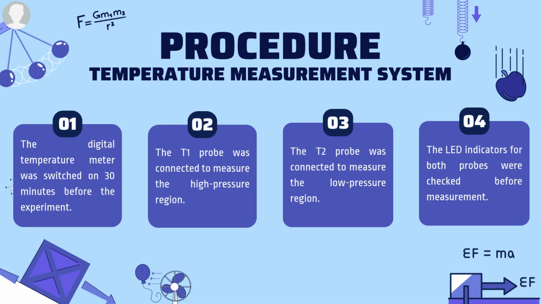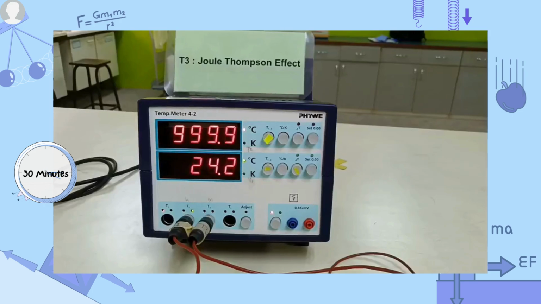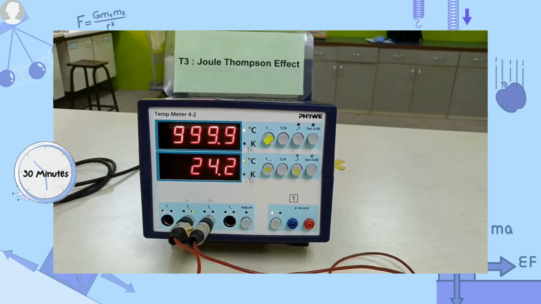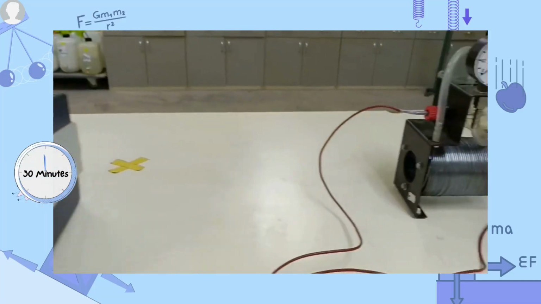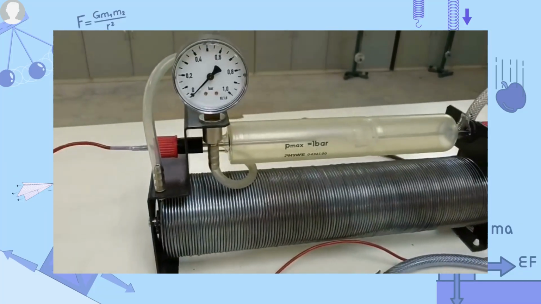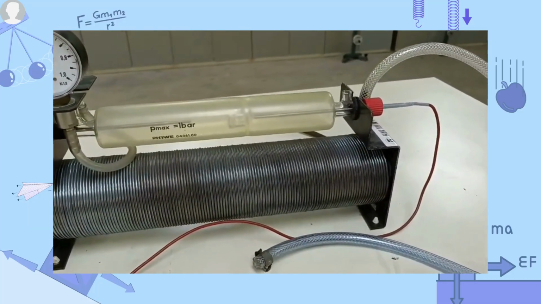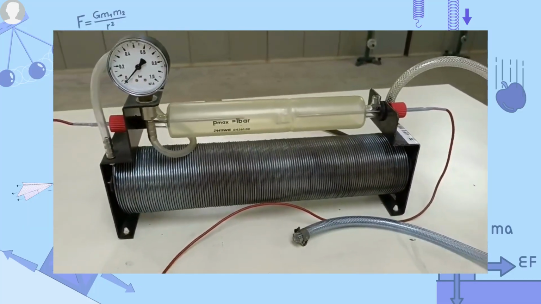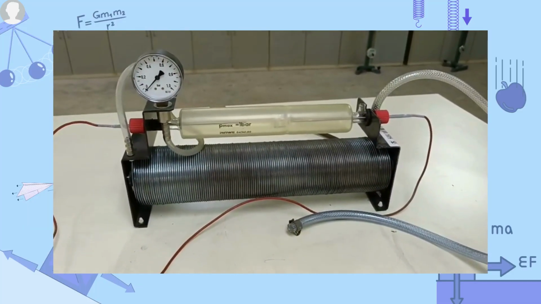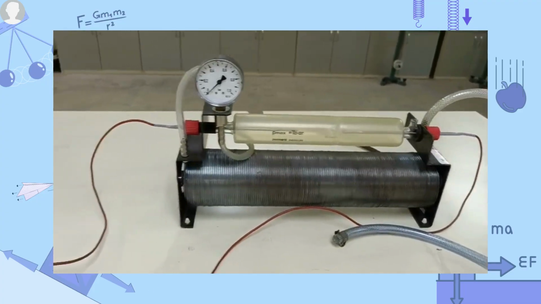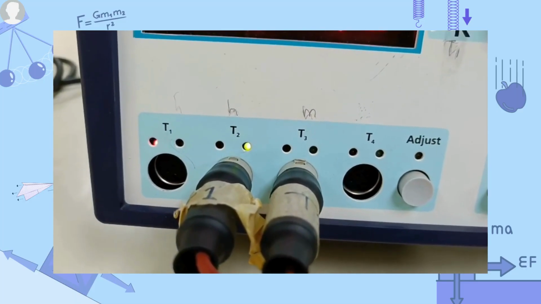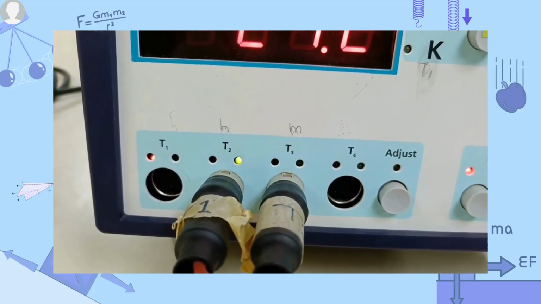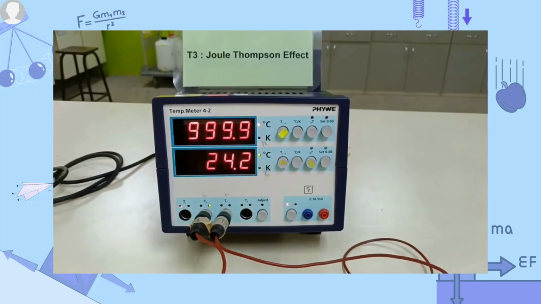The temperature measurement system was prepared before starting the experiment. First, the digital temperature meter was switched on 30 minutes earlier to allow it to stabilize. Then, the T1 probe was connected to measure the temperature at high pressure region. Next, the T2 probe was connected to measure the temperature at low pressure region. Before taking any measurements, the LED indicator for both probes was checked to ensure that the probes were working properly and ready for the experiment.